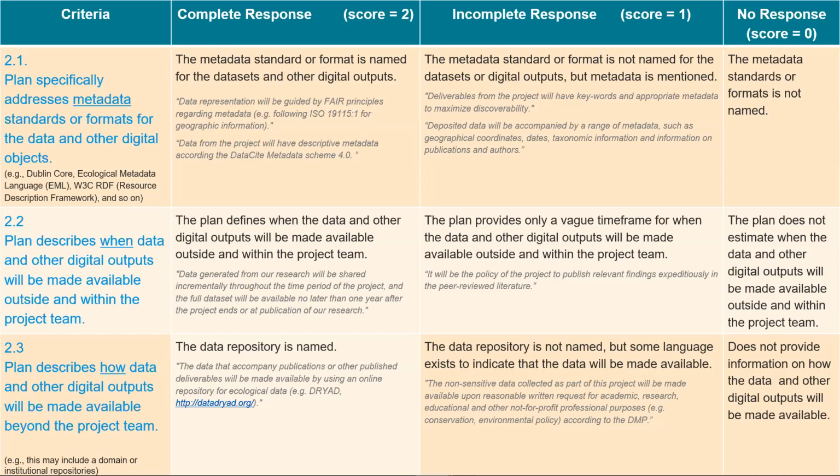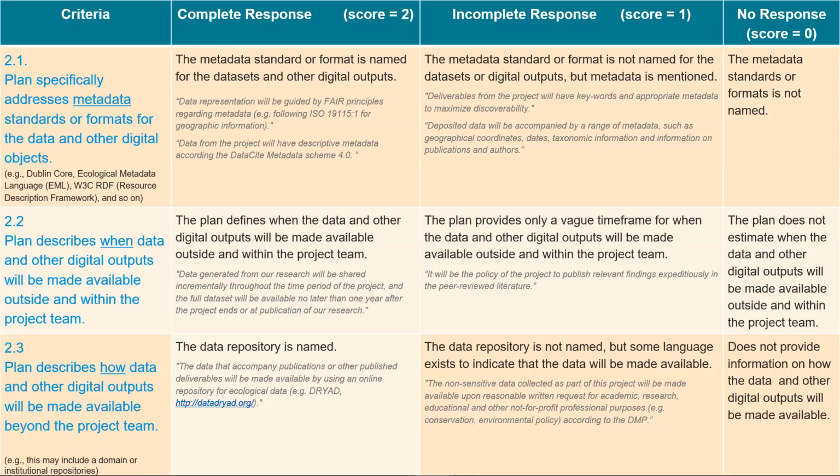Criteria 2.2: plan describes when the data and other digital outputs will be made available outside and within the project team. Again, this is a plan, so plans sometimes change, but at least your initial plan can have a named time period of when the data will be made available outside the project team.